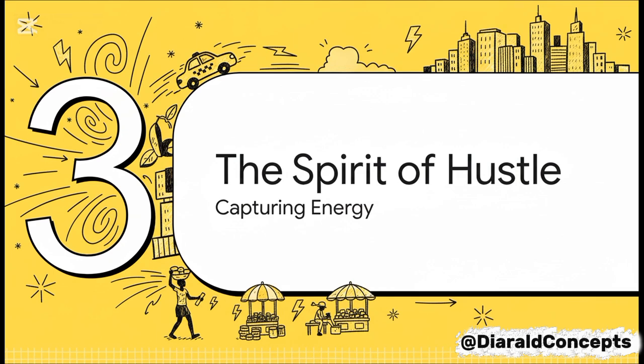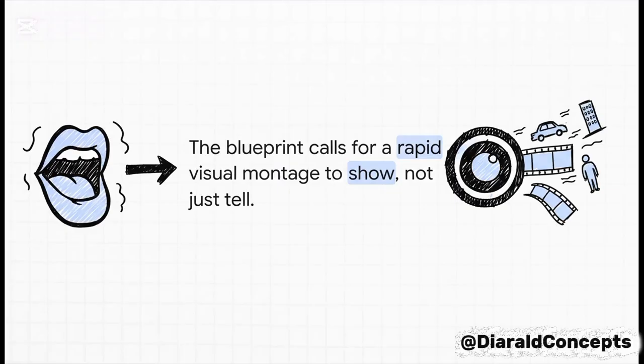Okay, so we have our hook, we have our characters. Now, how do you capture the feeling of a place like Lagos? This next part of the blueprint is all about getting the spirit of hustle onto the screen. The script knows better than to just try and describe this energy with a bunch of words. Instead, the blueprint calls for a super fast visual montage. It's all about showing the hustle, not just telling us about it. So we're going to move through these next slides fast, just like the script wants.